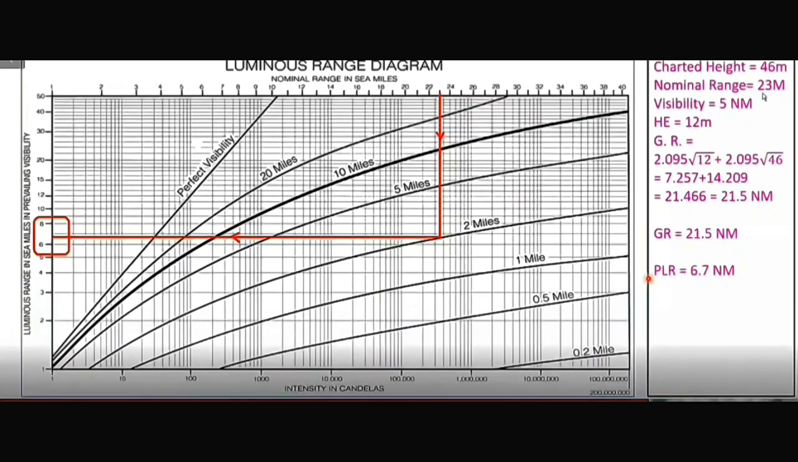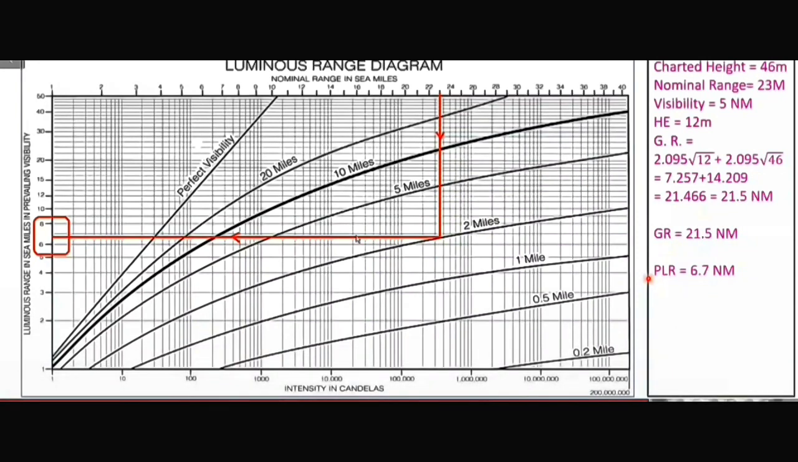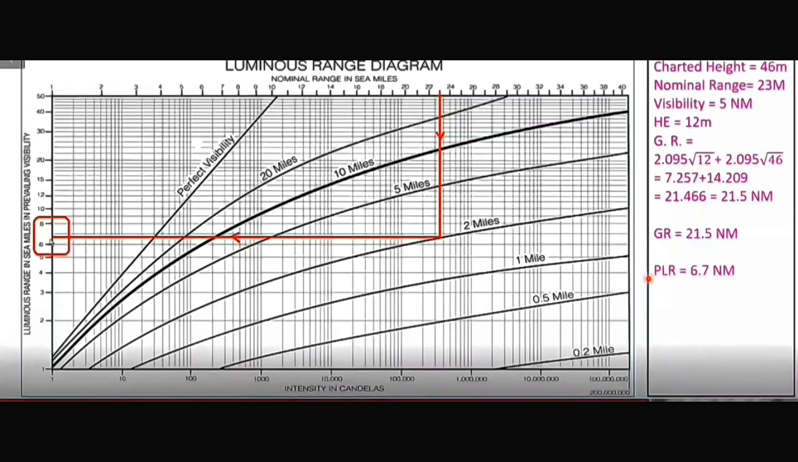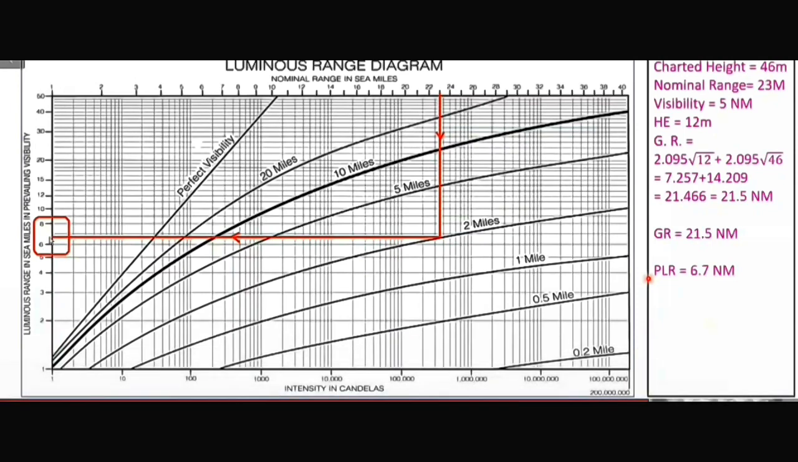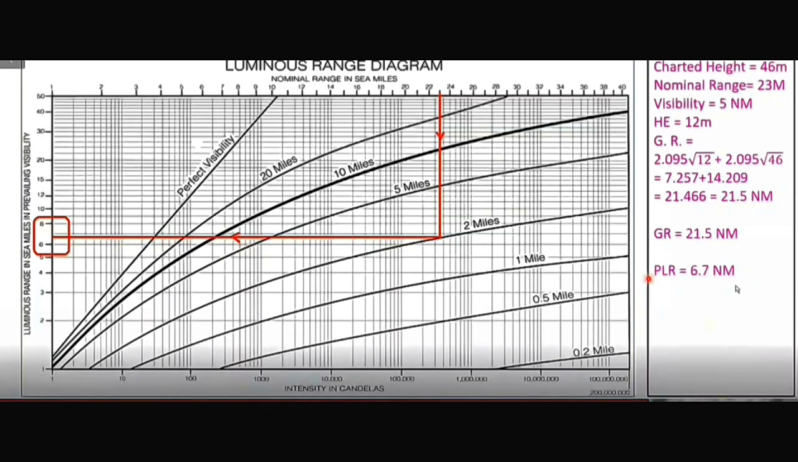The question gave nominal range as 23 miles. We entered here with 23. We come down to the visibility. Visibility given is 2 nautical miles. There is a misprint here, beta, of a 5. It is actually 2 nautical miles. So at 2 nautical miles we have come here. Then we move in the horizontal direction, and from the scale on the left side we get our nominal range, sorry, present luminous range, which is 6.7 nautical miles.